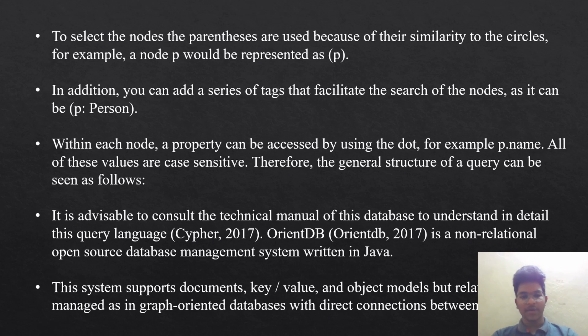OrientDB, 2017, is a non-relational open source database management system written in Java. This system supports document, key-value, and object models, but relations are managed as in graph-oriented databases, with direct connections between each other.